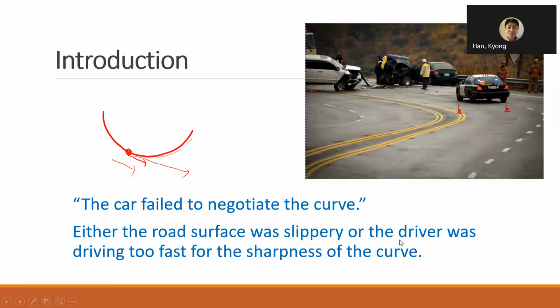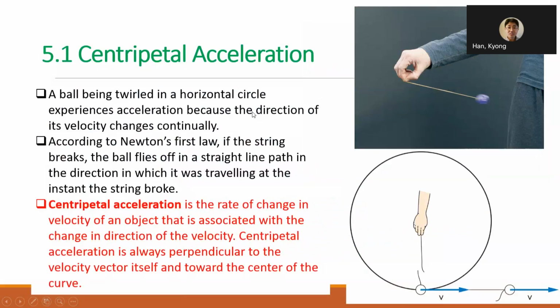An object moving in a horizontal circle experiences acceleration because the direction of velocity changes continually. This is a twirling ball, and according to Newton's first law, if the string breaks, the ball flies off in a straight line.